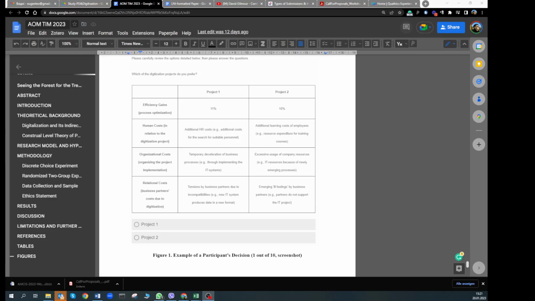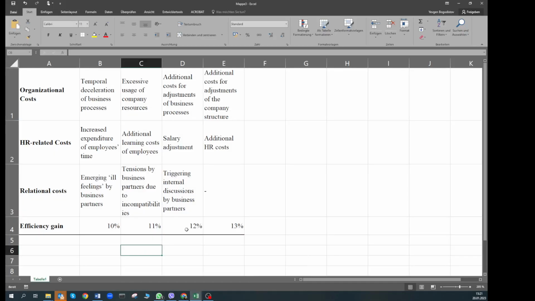But I noticed that it is very painful if you try to sell the answers. If we go to the document, the attributes and levels look like this. We have 4 attributes: organizational costs, HR related costs or personnel costs, and relational costs, meaning the costs that might appear if you have to cooperate with third parties like your partners. And we used efficiency gain as our scalable variable that helped us to calculate willingness to pay, or in our event, willingness to trade efficiency against something.